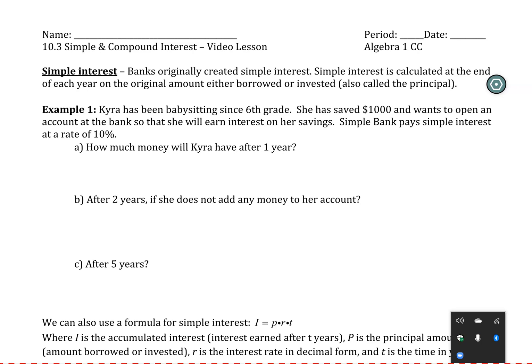Video lesson 10.3, simple interest and compounded interest. So today we're going to talk about two types of word problems that are dealing with interest themselves.